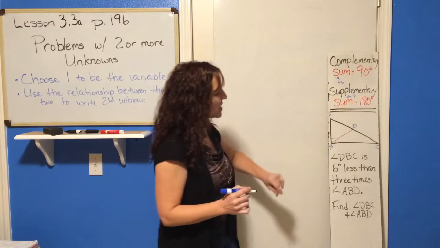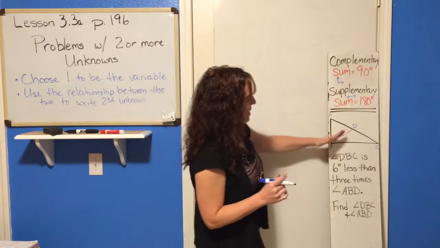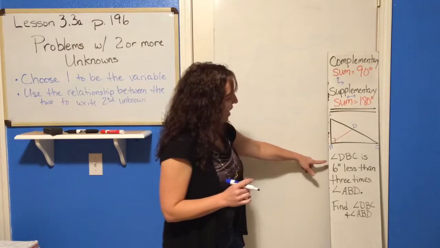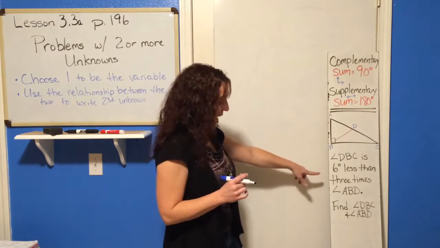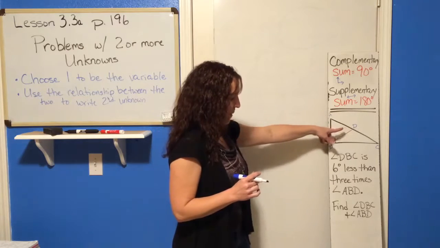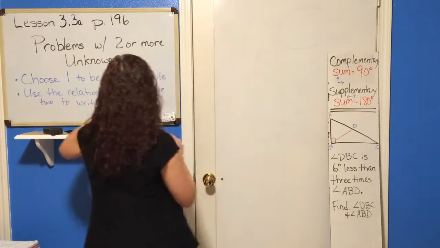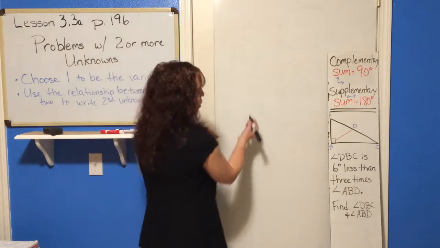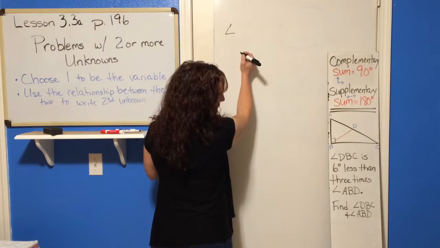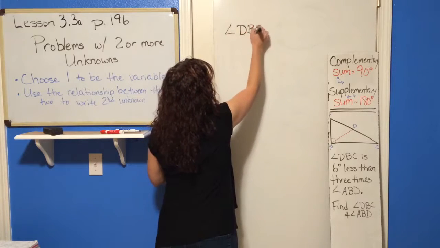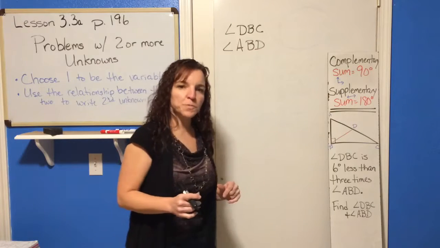In this one, we've got some trusses in a building, and we've got a brace in here, and we want to know the angle of DBC is 6 degrees less than 3 times the angle of ABD. We want to find those two angles. Okay, so step 1 is to list, what is it that we're looking for? We're looking for angle DBC and angle ABD. All right, those are our two unknowns.